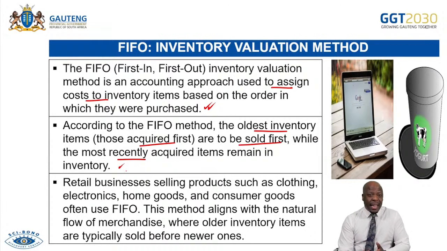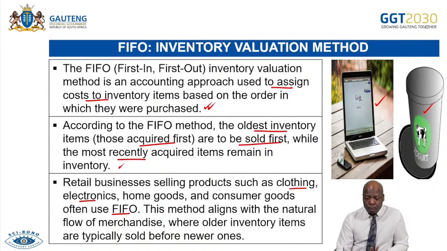So you can see here that the idea is to sell the inventory that was acquired first, and then the most recent is kept in our inventory. Retail businesses selling products such as clothing, electronics, we're talking your computers, your cell phones, home goods, and consumer goods, such as your yogurt, as you see here, often use first in, first out. This will be for obvious reasons.